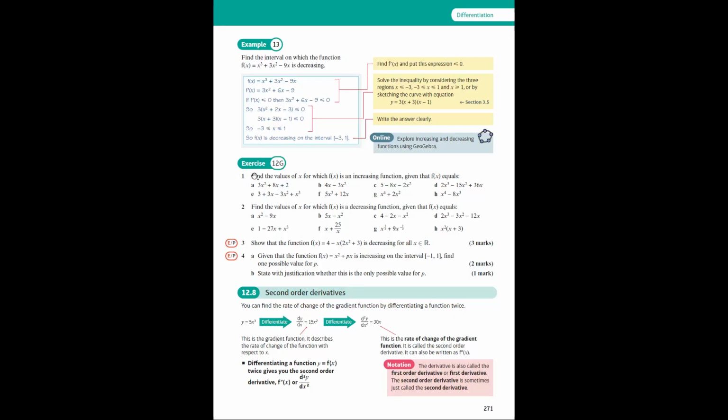And we have exercise 12G, just the 4 questions. It won't take you hardly any time at all. I shall put the questions with the assignment. So, good luck.